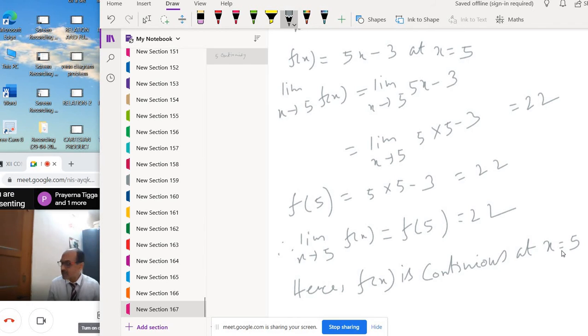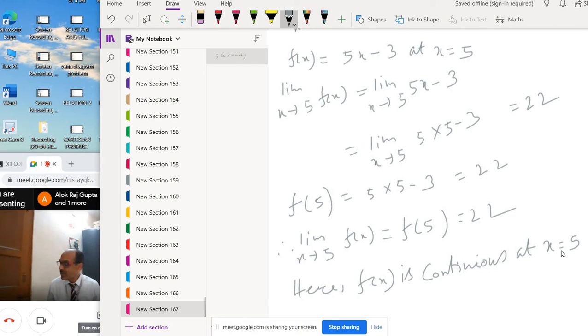So this type of question is about continuity. If these two values are not the same, then it is a discontinuity, or discontinuous, or not continuous at that point. If they are the same, then the function is continuous, otherwise not. And one thing you remember, a polynomial function is always continuous. Polynomial functions we know, suppose 2x plus 5, or x square plus 2x plus 3. So a polynomial function is always continuous.